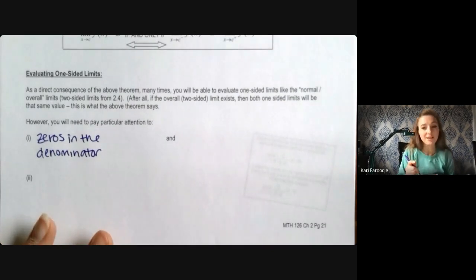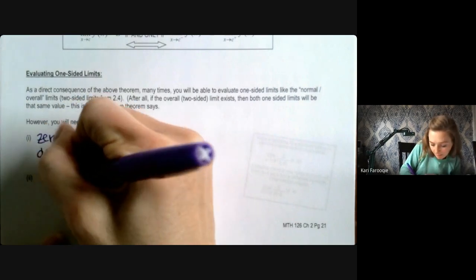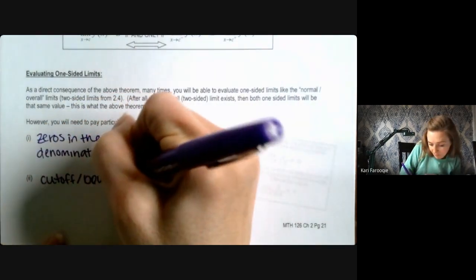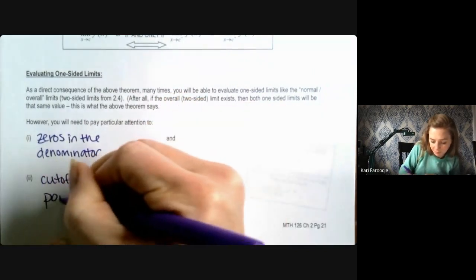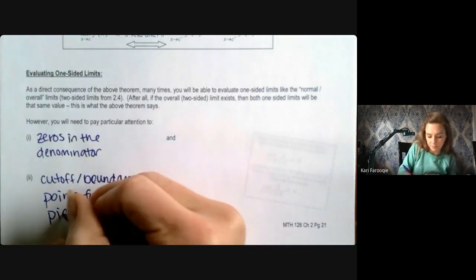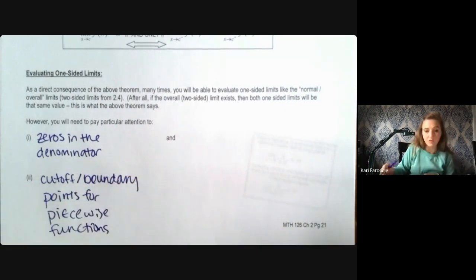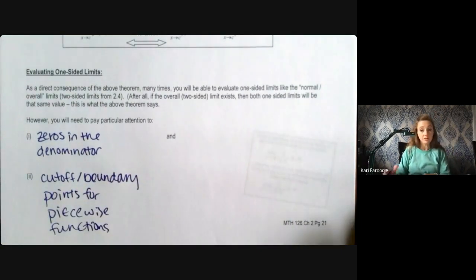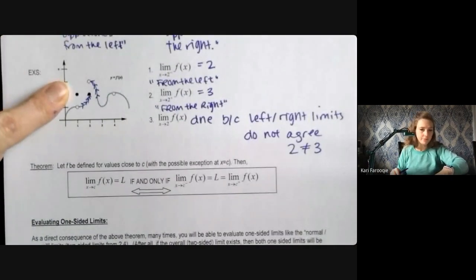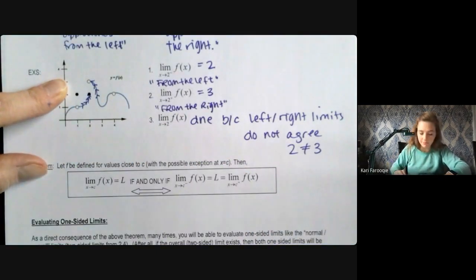Another thing we have to look out for, again, I'm going to bring back your favorite topic, piecewise functions. We need to look at those cutoff or boundary points for piecewise functions, because those could have major consequences for us. Like this graph that we just looked at above, this is a piecewise function. It's going to have a different function that's defined depending on which values of x you're looking at.